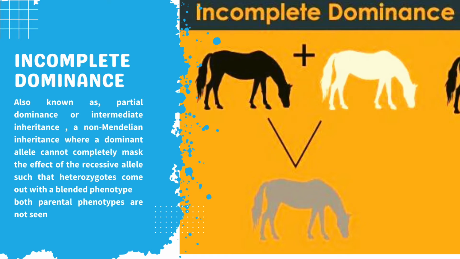As you can see in an example, we have white horses and black horses. If you cross black horses with white horses, it will create a new color, which is gray horses. This is an example of incomplete dominance.